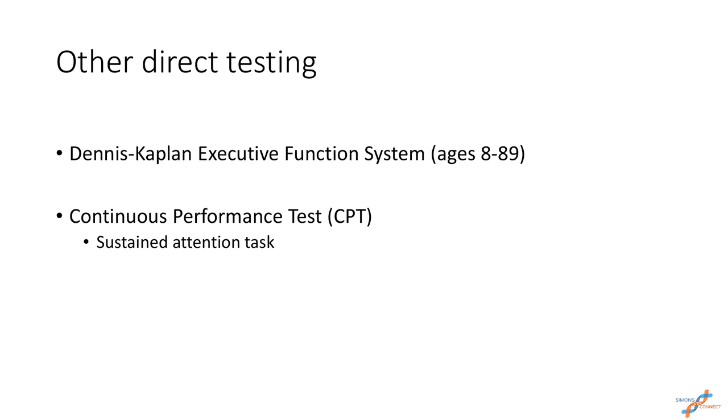There are some other direct testing that can be done specifically for executive functioning deficits. So there is the Delis-Kaplan Executive Function System, which can be used in children who are as young as age 8 through as old as age 89. So we can really span a broad age range. And this is nice in that you actually get more direct assessment of the executive functioning.